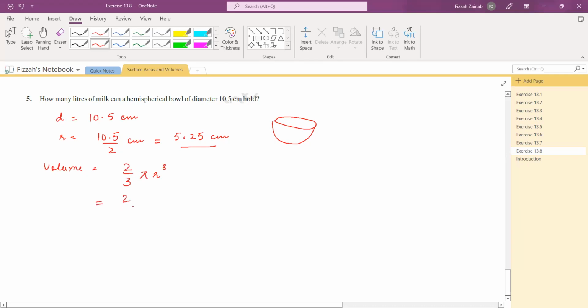Now put the values in: 5.25, so 5.25 whole cube. Right. Now you expand it. So 2/3 into 22/7 into, now can I write 525 divided by 100 into 525 divided by 100 into 525 divided by 100.